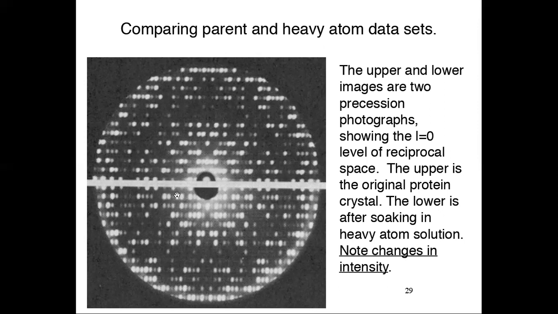Similarly, the heavy atom should produce changes in reciprocal space. The upper and lower images are two precession photographs showing the l equal to 0 level of the reciprocal space. The upper is the original protein crystal. The lower is the crystal soaked in heavy atom solution.